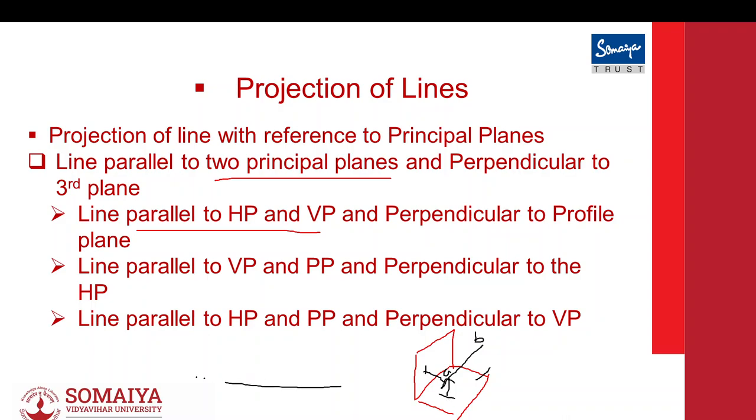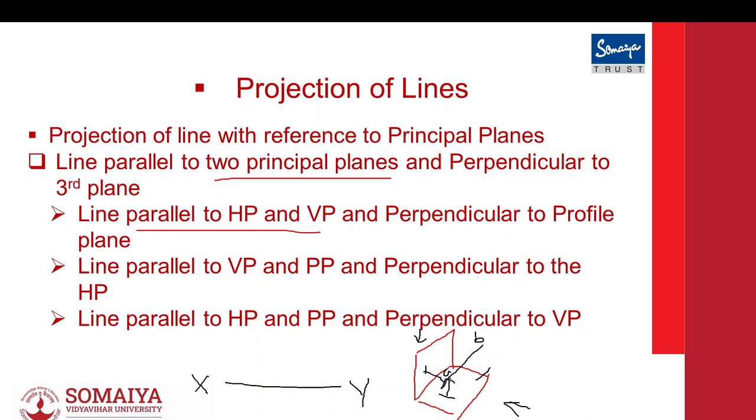So now this is our XY. Where will be the observer? The observer will always be located here, looking at the vertical plane for the front view, and for the top view, the observer will be above this. Okay, correct.